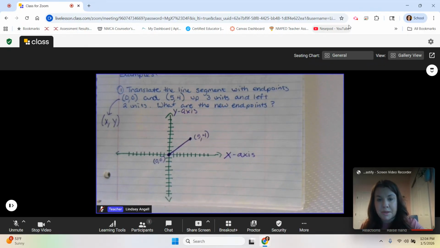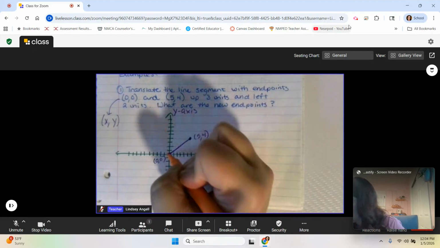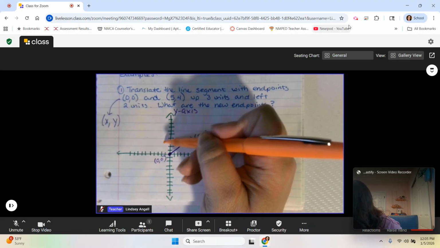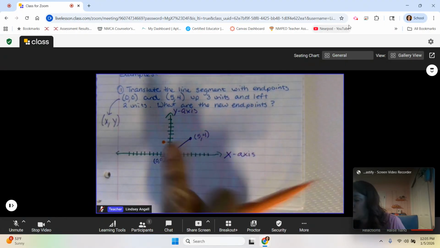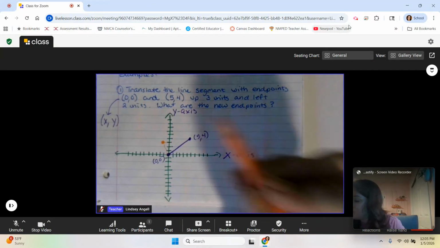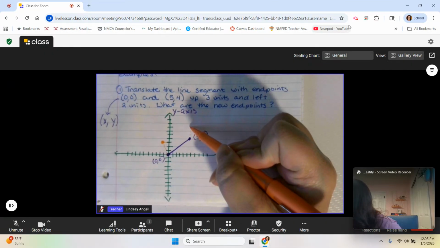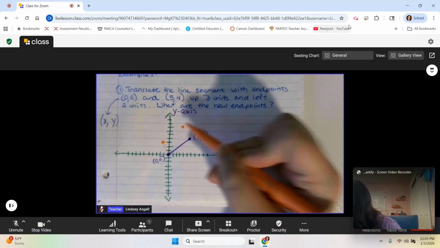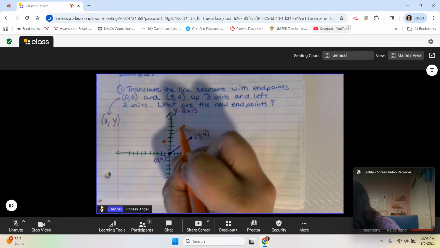Now, it says go up 3 units and left 2. Okay? So for each of those, that's exactly what I'm going to do. For both points, I'm going to go up 3 and left 2. So up 3 from (0, 0), I'm going to go 1, 2, 3. Left 2. Okay, so there's my new point for this one. Okay, and then I'm going to do the same thing here. I'm going to go up 3, 1, 2, 3, and to the left 2, 1, 2. Okay, and then I can connect them.